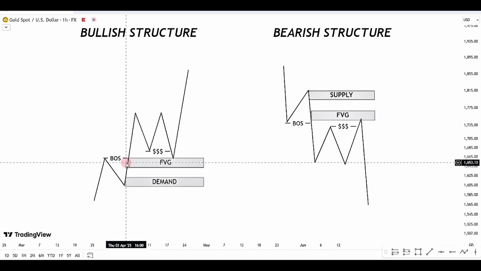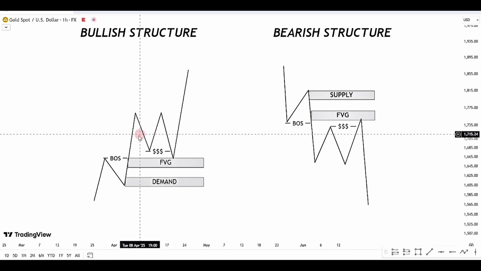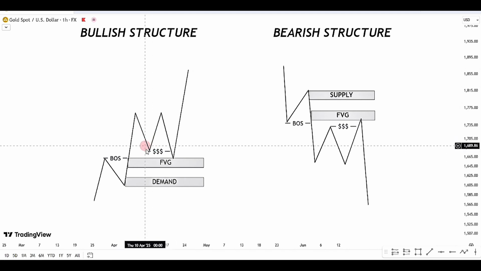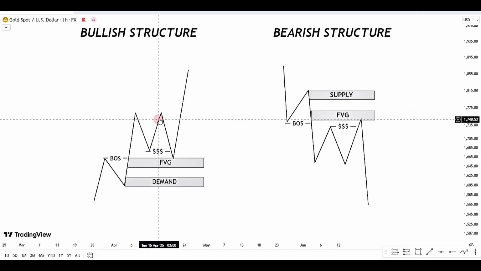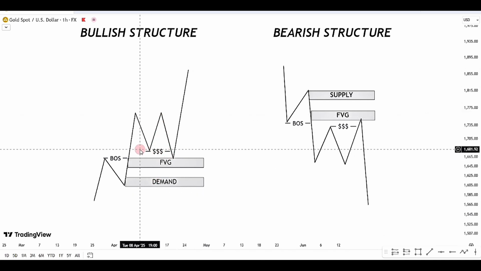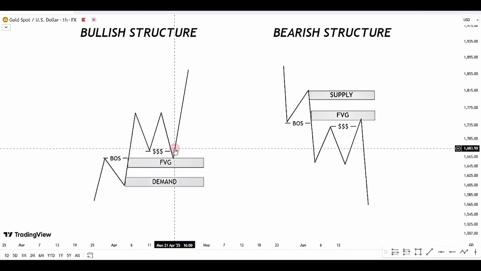At this point, we have price building liquidity around this level. Whenever we see price building liquidity around an FVG level or even around the demand level, we should expect a liquidity sweep of that level, then price coming to that FVG level for us to buy. I don't know if you guys understand.